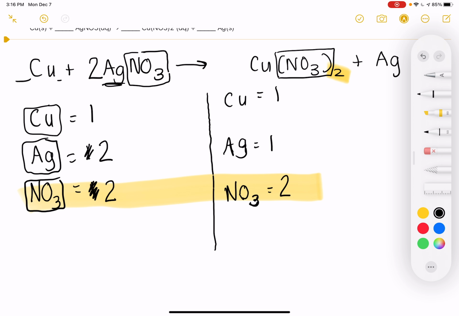So that changes both of those things, okay? Because they're connected together. They're a molecule, so we're just saying there's 2 of that molecule now. So that will balance it out. But now that messes up our Ag's.